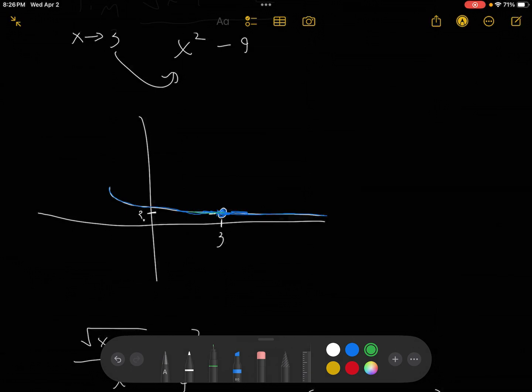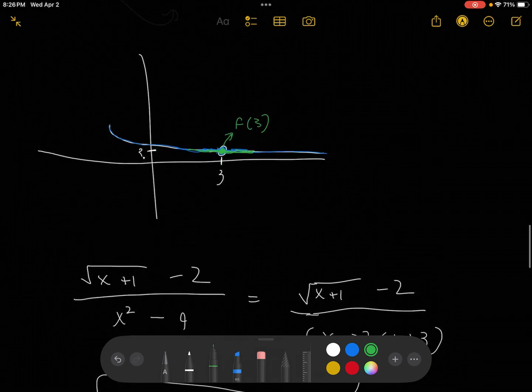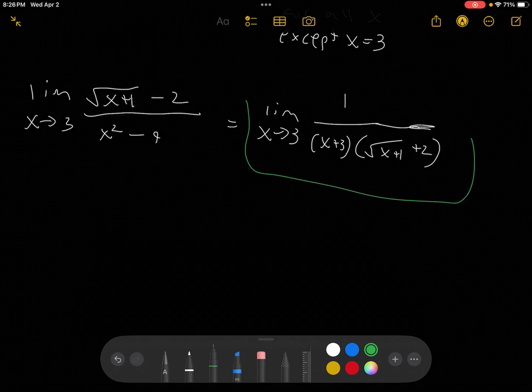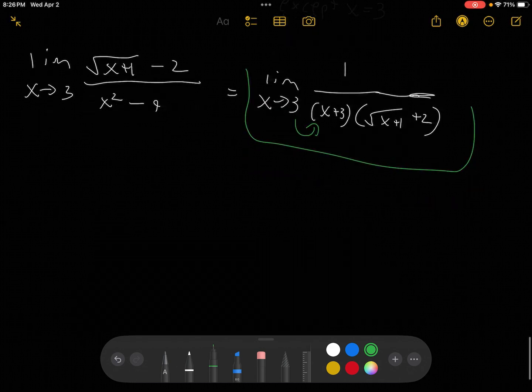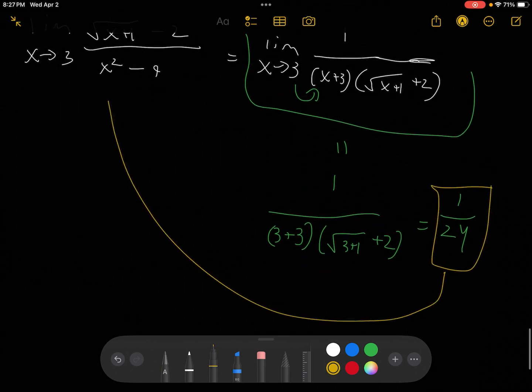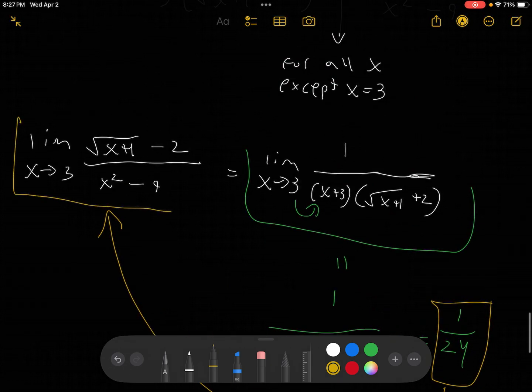Looking at the graph of this new function, we see that as x approaches 3, f of x is approaching f at 3. So to find this limit here, we just go ahead and evaluate the function at the point 3. And all of this simplifies to 1 over 24, which is the answer to our original limit.